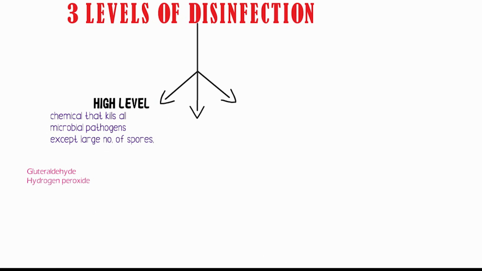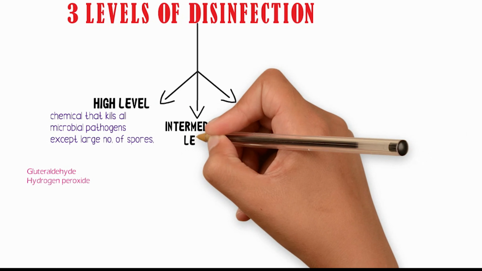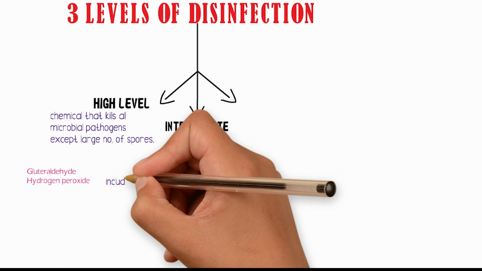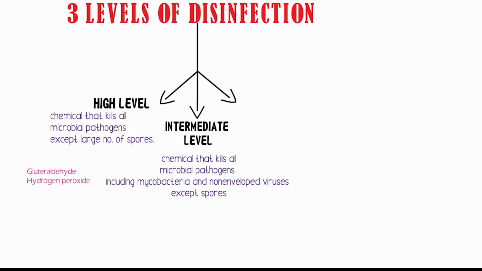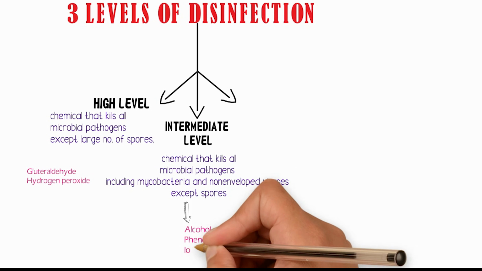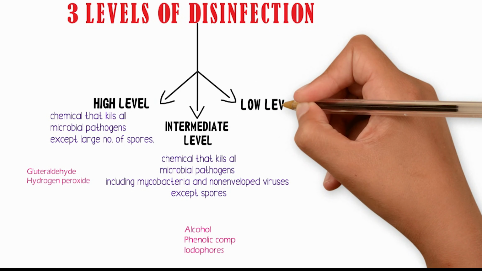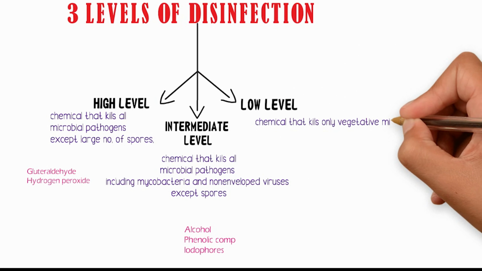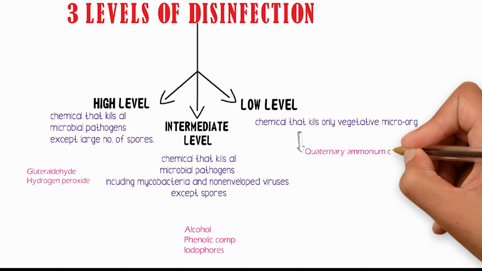Next is the middleman, the intermediate level of disinfectants. Using these can help kill most of the pathogens but not spores. They are a little more selective in destruction of microorganisms when compared to high level disinfectants. Examples include alcohol, phenols, and iodophors. Low-level disinfectants are those chemicals that can kill only vegetative or growing microorganisms. Examples include the quaternary ammonium compounds.